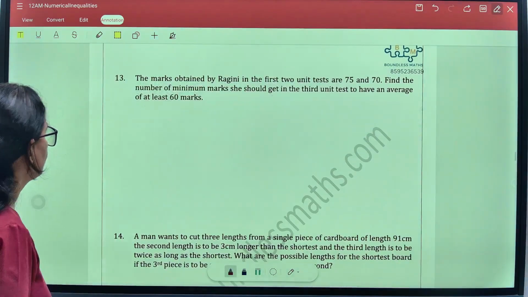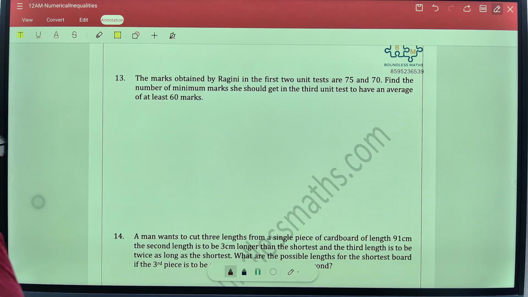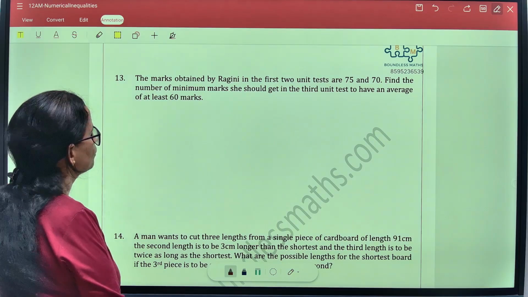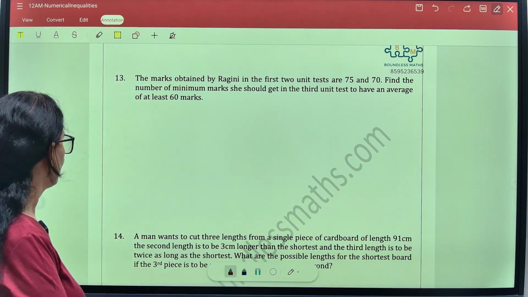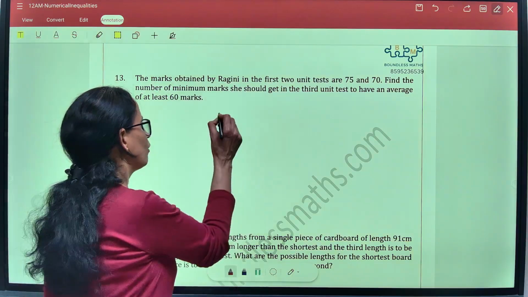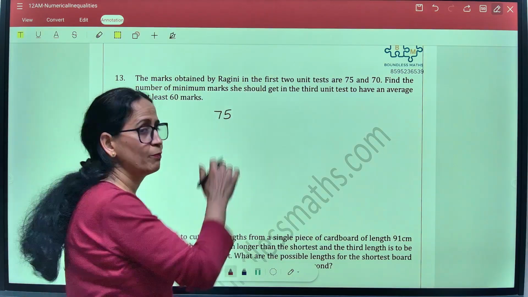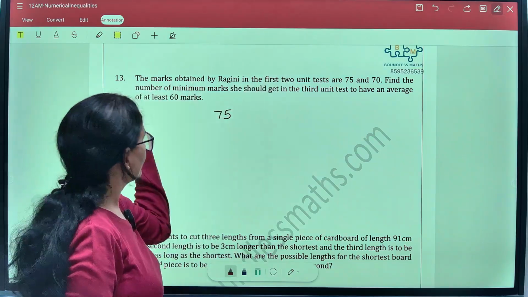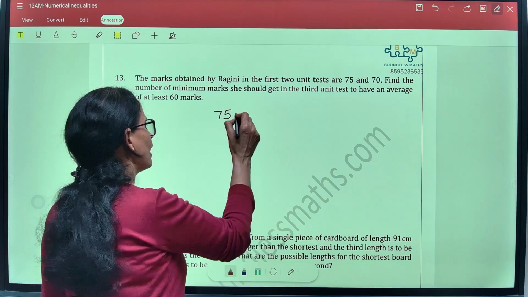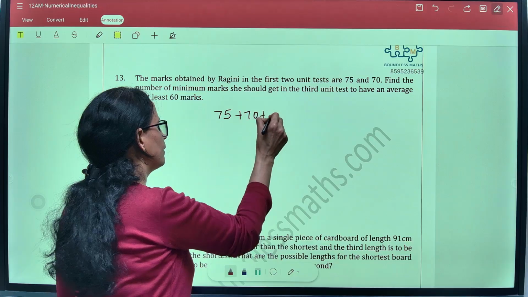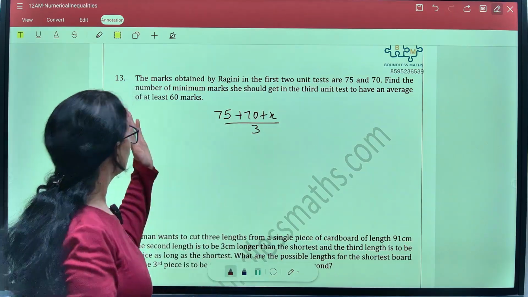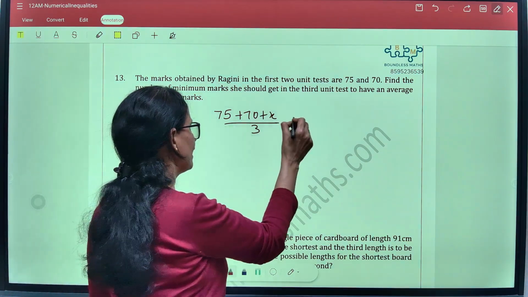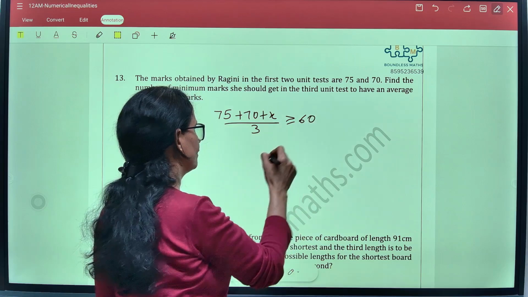Next question. The marks obtained by Ragini in the first 2 UTs are 75 and 70. Find the number of minimum marks she should get in the third UT to have an average of at least 60 marks. So how do we find average? Again, start with x. What is x? Let the marks scored in the third UT be x. So the average is 75 plus 70 plus x upon 3, and this should be at least 60. So this has to be greater than or equal to 60.